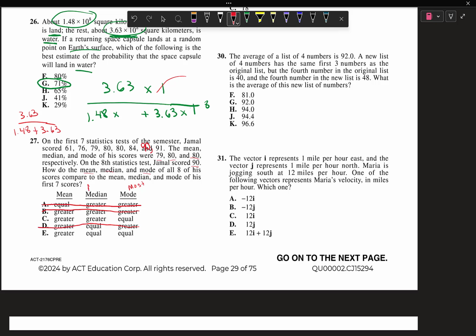So we need to just check the median, which remember is the middle number. The median was 80. So now the middle number, if we have 1, 2, 3, 4, 5, 6, 7, 8 numbers, that means the middle number, here's 4 here and 4 here. The middle number is the average of the 2 middle numbers. And in this case, our 2 middle numbers are 80 and 80, and if we average 80 and 80, we still get 80. So the median would also stay equal, so the answer to 27 is E.